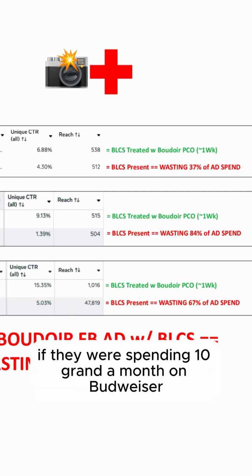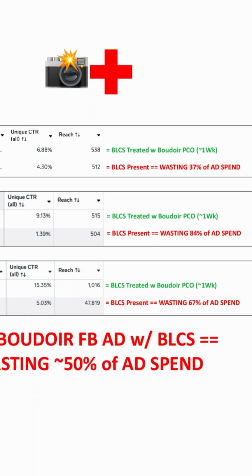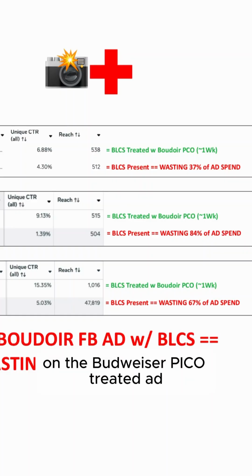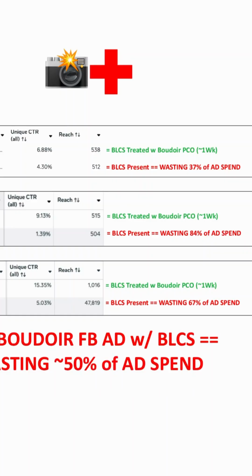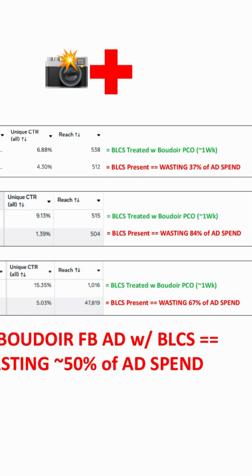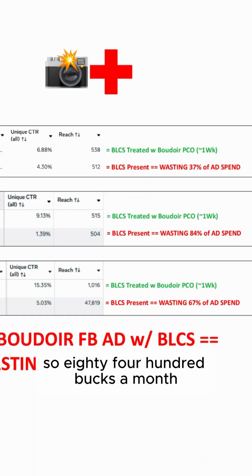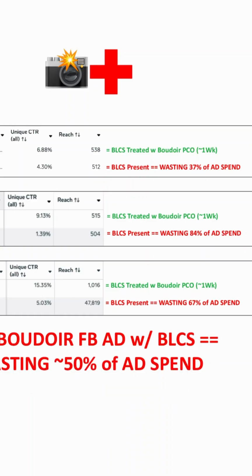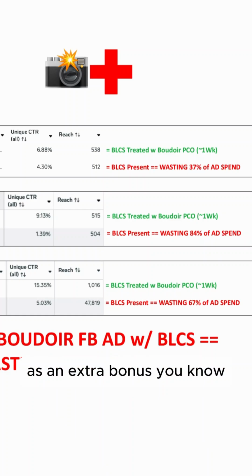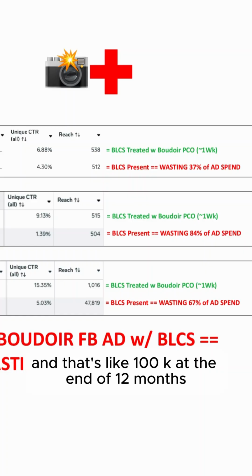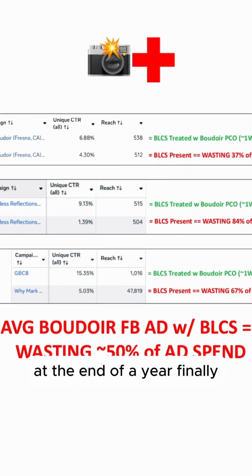So if they were spending 10 grand a month on Boudoir Facebook ads, that means they now only need to spend 1.6 grand a month on the Boudoir Pico treated ad to get into the same number of women's brains. That's the power of Boudoir Pico. So 8,400 bucks a month, they don't even have to spend it anymore. They pocket it as an extra bonus, phantom bonus, because it's not being spent. And that's like 100K at the end of 12 months, at the end of a year.